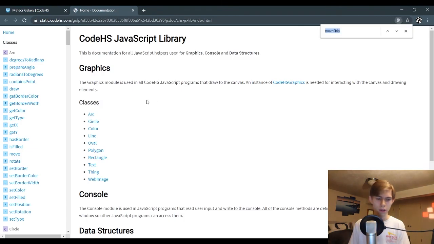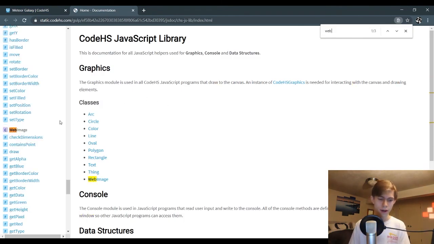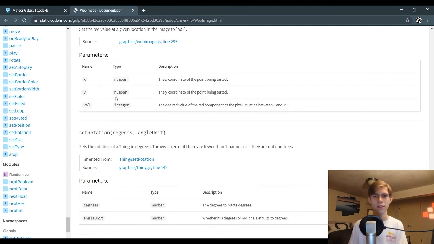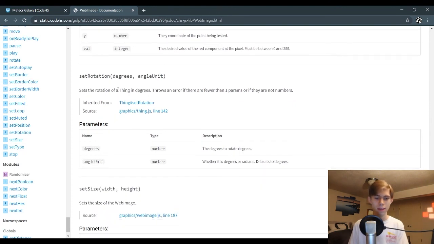If you look at the full documentation, and we're working with a web image right now, so let's look at the set rotation method on the web image. You can see here that it actually can take in 2 parameters. It takes in the angle, which by default is in degrees, and then it also takes in an angle unit. And it says right here whether it's in degrees or radians. Since we're giving it radians, we want to indicate that in this parameter.